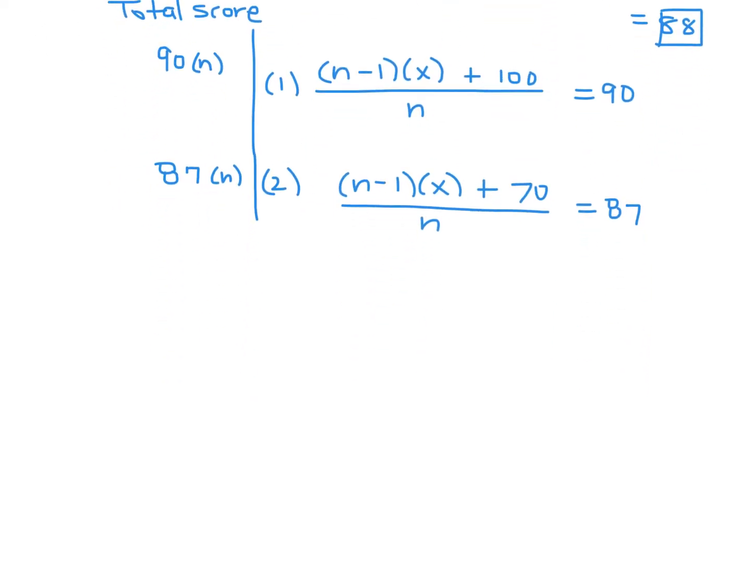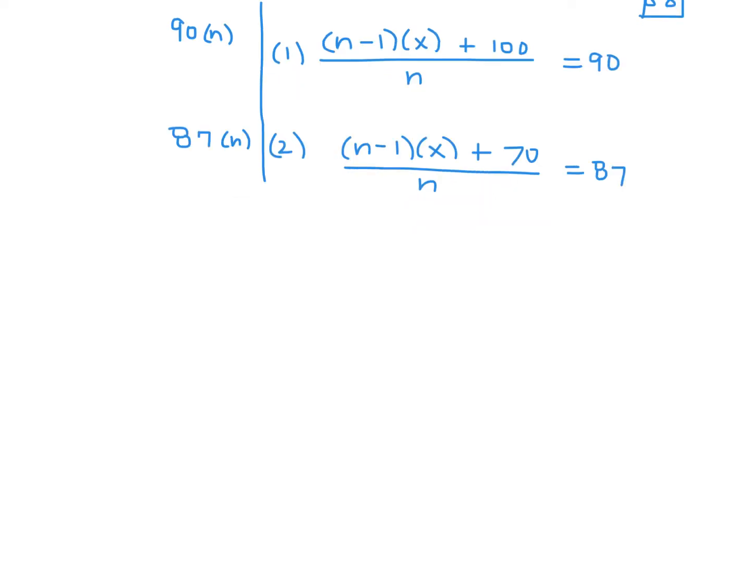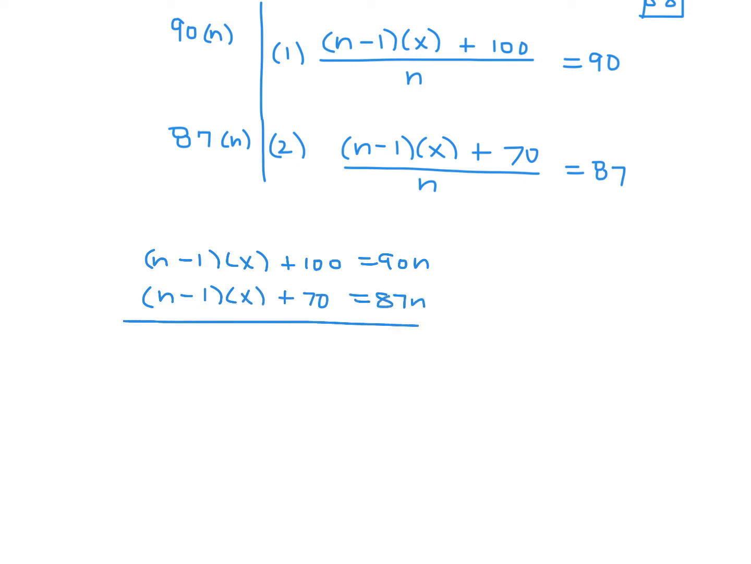Okay, so here we go. Equation number 1, if we cross multiply, we get n minus 1 times x plus 100 is equal to 90n. And equation number 2, if we cross multiply, we get n minus 1 times x plus 70 is equal to 87n. And then we can just subtract them. So this becomes 3n, and this is just 30. And then therefore n is going to be 10. And that is the answer to this question.